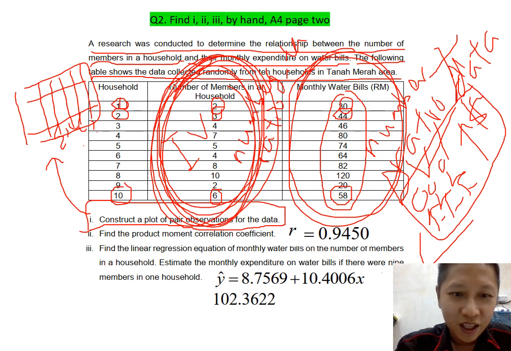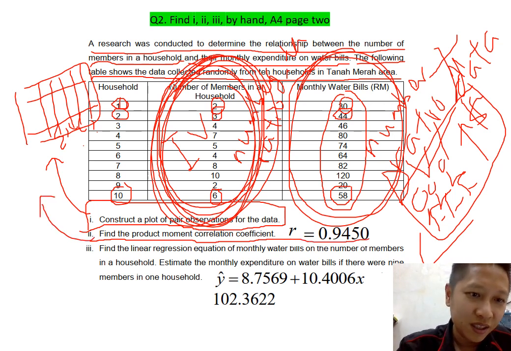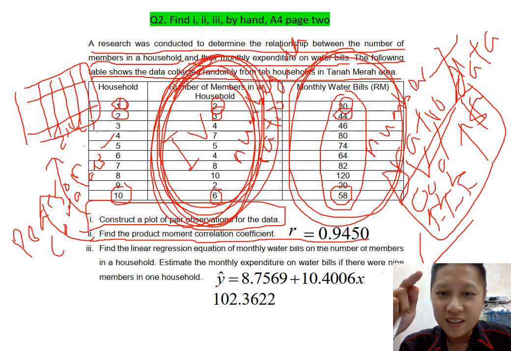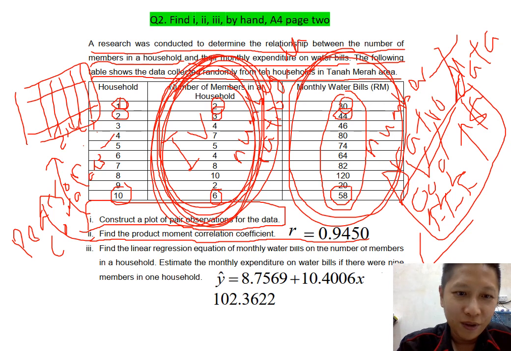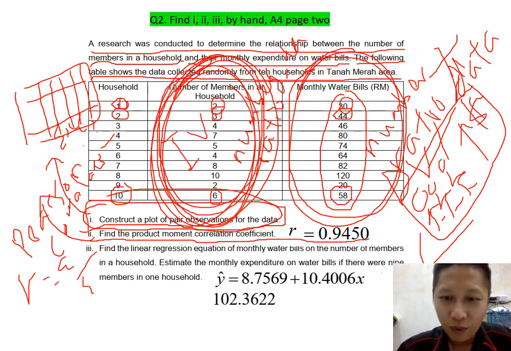And then B, you want to find the product moment correlation coefficient. This is also the so-called Pearson correlation. You want to find what is the R. After you plug in the values from the table into the Pearson correlation formula, R equals sigma, you're supposed to get what value? You're supposed to get this number.